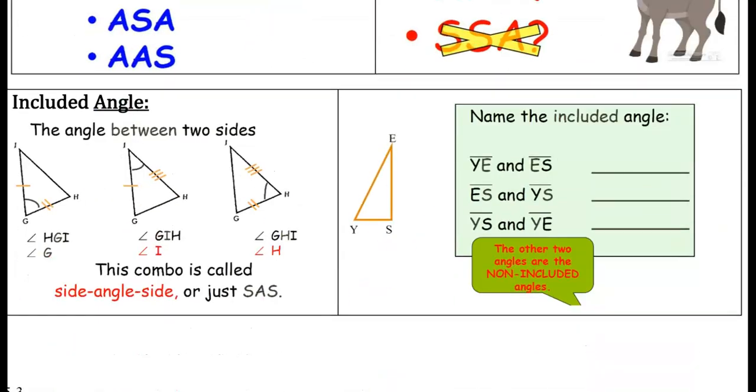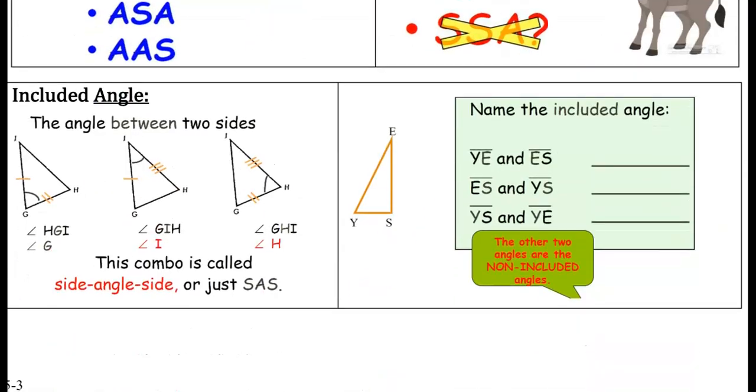All right, so included, super important. Kind of call it the Oreo cookie sandwich, meaning you have to have them touch, just like in an Oreo sandwich, both the outer crunchy chocolate cookie parts are sandwiching the white center. So if we look here, for example, YS is one side of our sandwich, ES is the other side. What is the angle between the two? Angle E. It is the included angle. It's the one that's touching both of those sides.